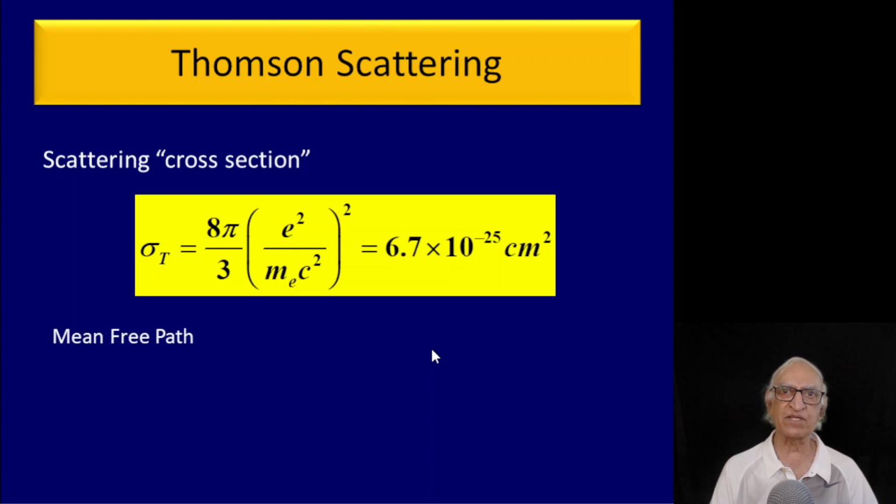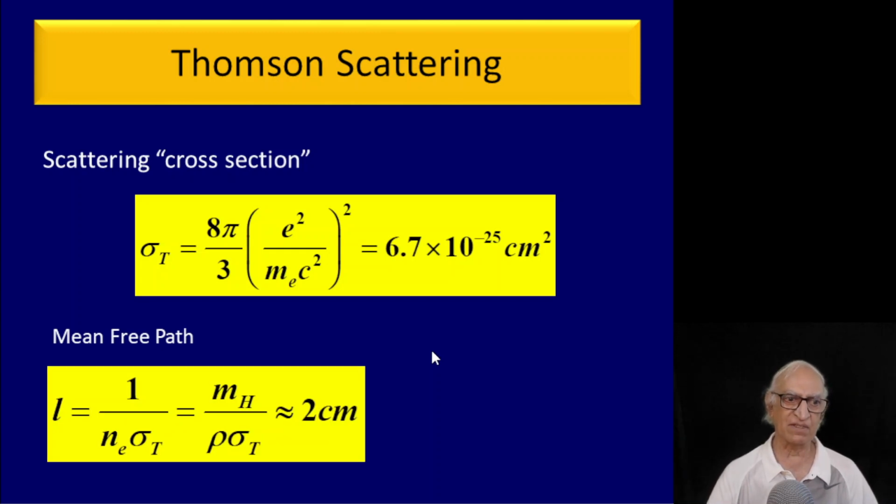Now let us discuss the mean free path of the X-ray photons inside the sun and the stars. As the photon is scattered, it will travel different lengths between the scatterings. The average or mean value of the distance it travels between two consecutive scatterings is known as the scattering mean free path, usually denoted by the symbol l. It is equal to 1 divided by n sigma, where n subscript e is the number of electrons per unit volume and sigma T is the scattering cross section.